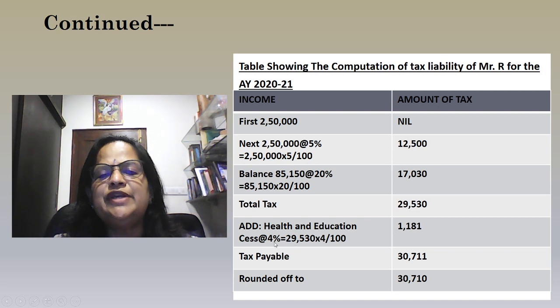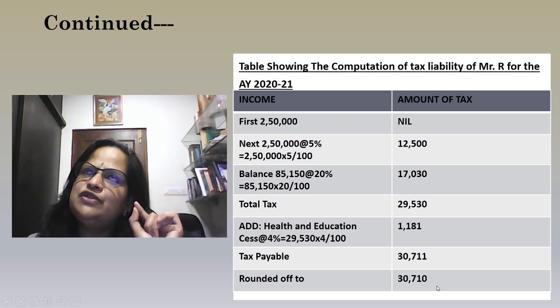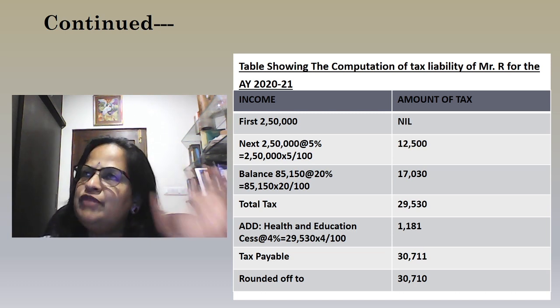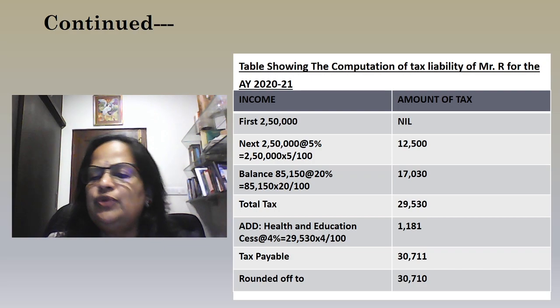Add health and education cess at 4%. So that is 29,530 into 4 by 100, 1,181. Tax payable is 30,711. Now this is rounded off to 30,710, because the computation of tax liability, the tax payable, and the rebate or relief if you are claiming from income tax, everything should be rounded off to the nearest 10.